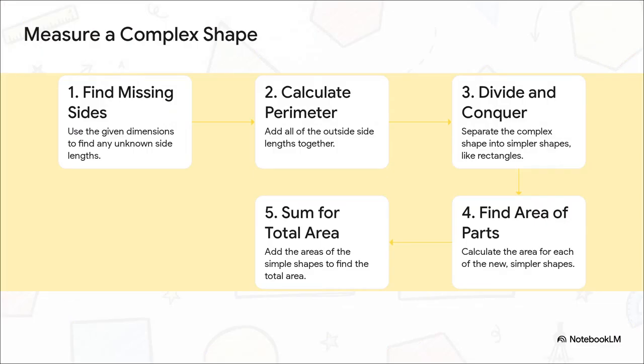So when you're staring down a weird, complex shape, there's a really powerful strategy we can use. It's called divide and conquer. The first thing you've got to do is figure out if there are any missing side lengths. Once you have all the outside edges, you can just add them all up to get the perimeter. Now for the area, that's the cool part. We just slice the shape up into simpler pieces, like rectangles. We find the area for each of those little guys, and then we just add them all together for the grand total. It's a fantastic way to turn one tricky problem into a few really simple ones.